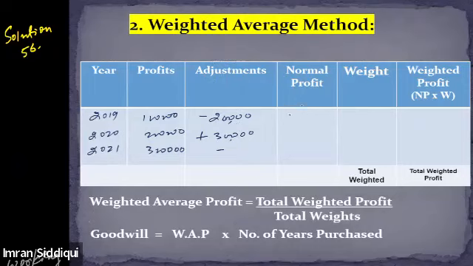profit, like 1 lakh minus 20,000. The normal profit will be 80,000. Is that right? Similarly, 2 lakh plus 30,000 will be 2 lakh 30,000. Is that correct? And 3 lakh minus 0 will be 3 lakh itself.